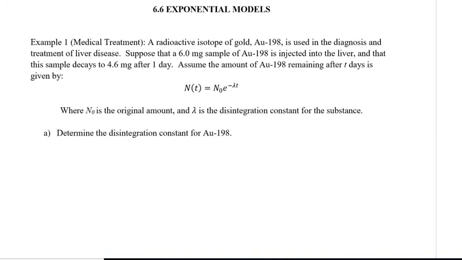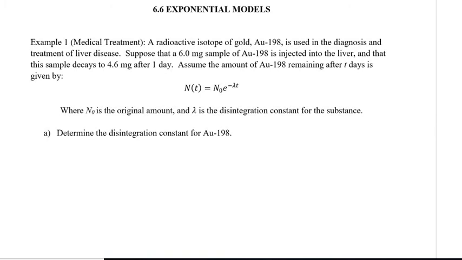So example one, we're going to talk about an application to medical treatment, which we call radioactive half-life. A radioactive isotope of gold, gold 198, is used in the diagnosis and treatment of liver disease. Suppose that a 6 milligram sample of gold 198 is injected into the liver and that this sample decays to 4.6 milligrams after 1 day.